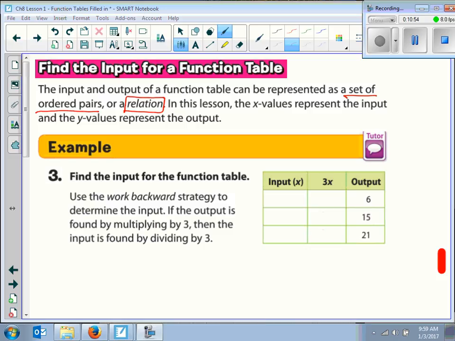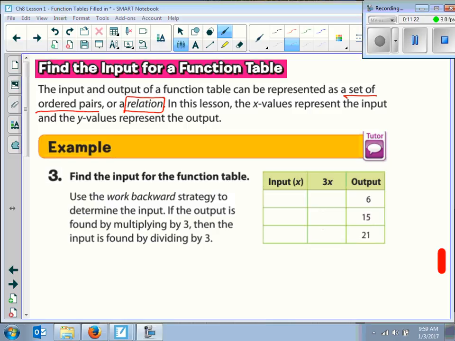So 3x is equal to 6, right? 3x is also equal to 15. 3x is also equal to 21. No, I said 3x. I didn't say x. Be careful what I'm saying. I'm saying that the 3x is equal to the 6. Right? Is that true? Yeah.